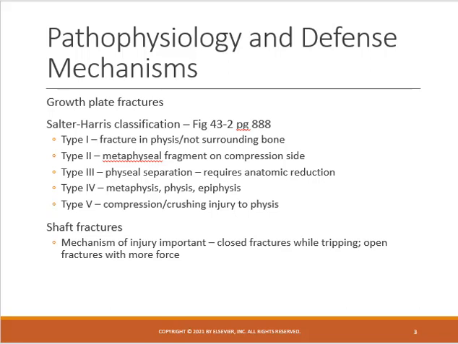Other fractures include shaft fractures, and these are dependent on the mechanism of injury. They're usually the result of tripping while walking or running, or stepping on something, or falling from a taller height.